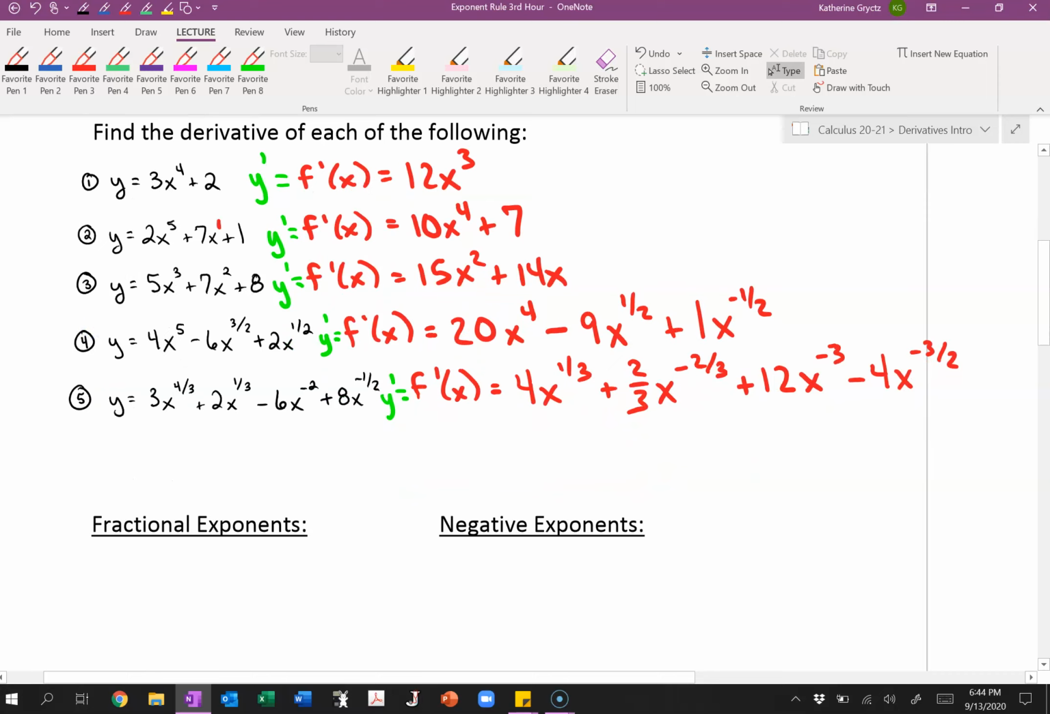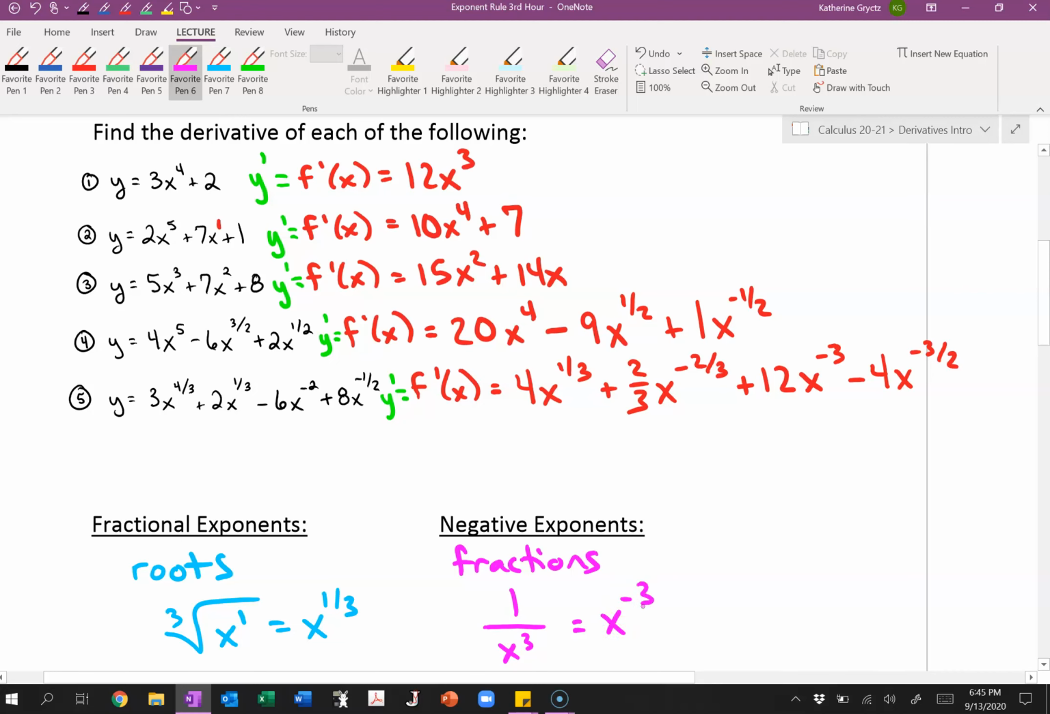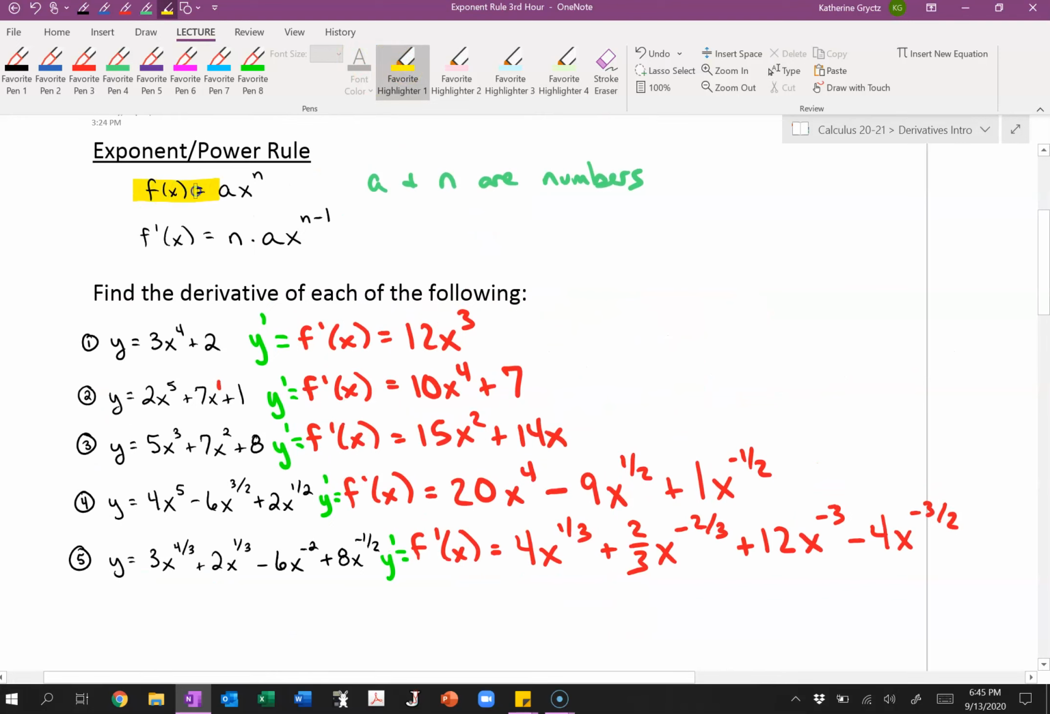All right, so the question as we started moving into fractional exponents and then negative exponents is, where do fractional exponents come from? Fractional exponents come from roots. So if I gave you the cube root of x to the first, that's x to the 1 third. It's always inside over outside. Negative exponents come from fractions. So if I had 1 over x cubed, that's the same thing as x to the negative third. So when we're doing this power rule, this exponent rule that was written up above, it has to be in the form number times x to a number power.